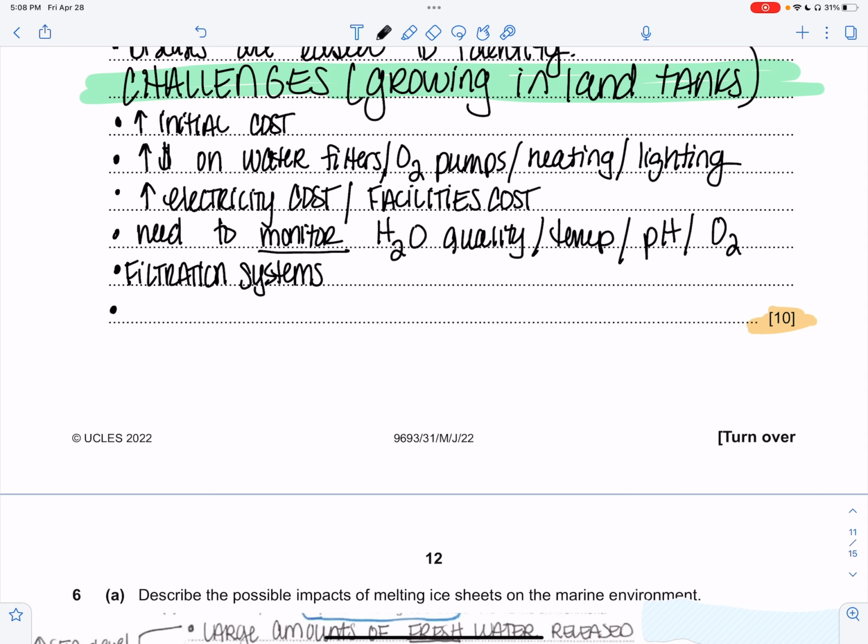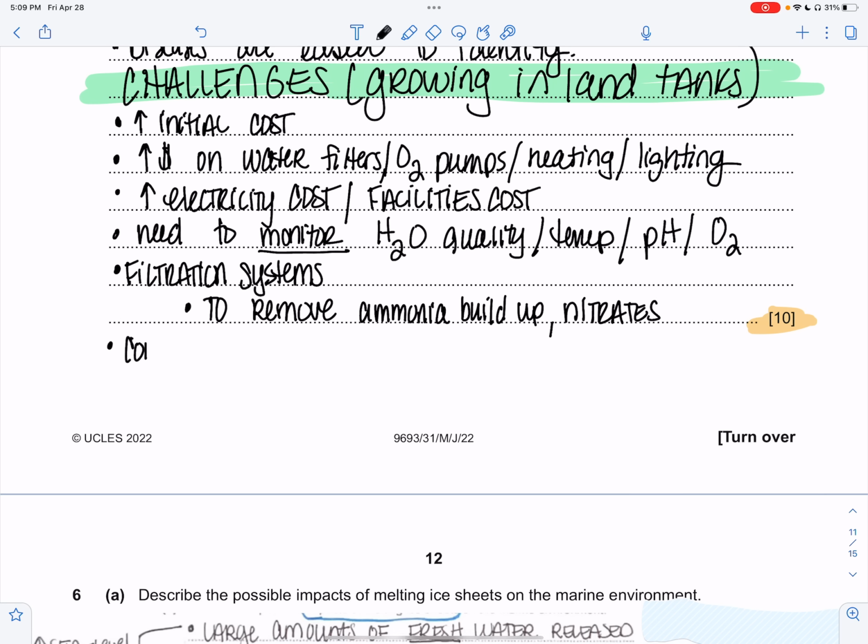And these filtration systems would be to remove ammonia buildup, so urine. And that, again, comes out of urine. Nitrates. Nitrates would be from excess fecal material. A constant supply of water for respiration. I didn't mean to say water, supply of oxygen.